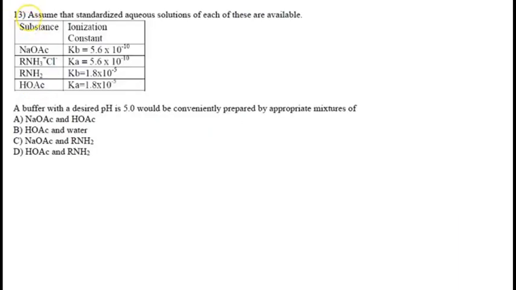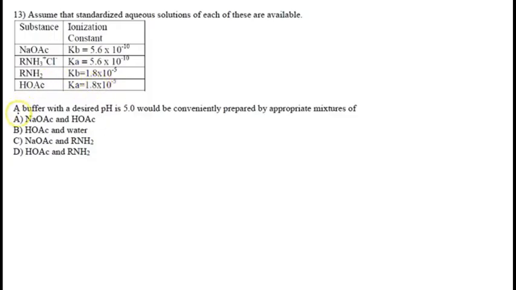For number 13, it says, assume that the standardized aqueous solutions of each of these are available. They give us a substance, and then they give us the ionization constant. So for this substance, NaOAc, it has a Kb value. For RNH3+ Cl-, it has a Ka value. For RNH2, it has a Kb value. And for HOAc, it has a Ka value. Automatically telling you which ones are acids and which ones are bases. Kb has to do with weak bases. Ka has to do with weak acids.